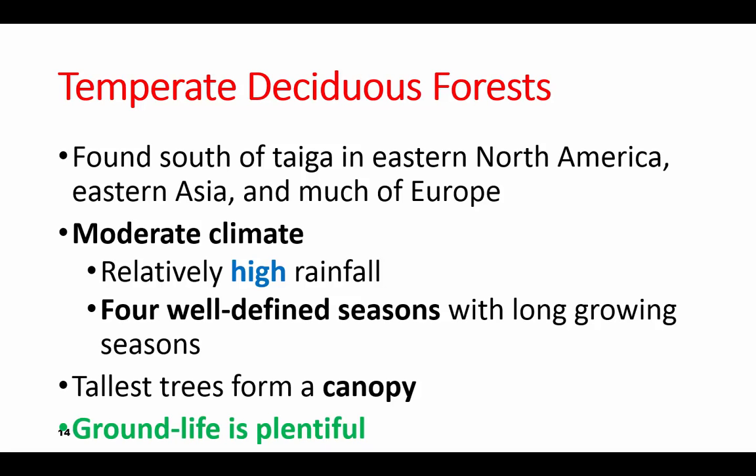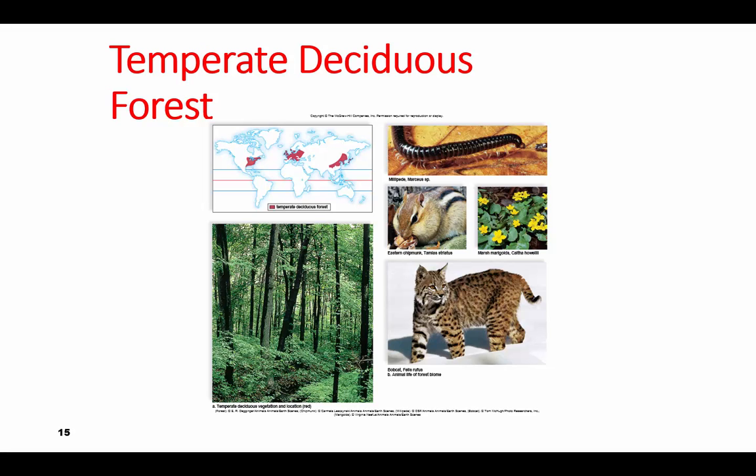We have relatively high rainfall and 4 well-defined seasons. We have a very long growing season that can last anywhere from 140 to 300 days. And we have plentiful ground life also. You've got trees, you've got shrubs, you've got grasses. There's the chipmunk, you've got invertebrates like the millipedes, you've got a lot of plant life, and then you've got a bobcat. So those are just representative species you might find there.